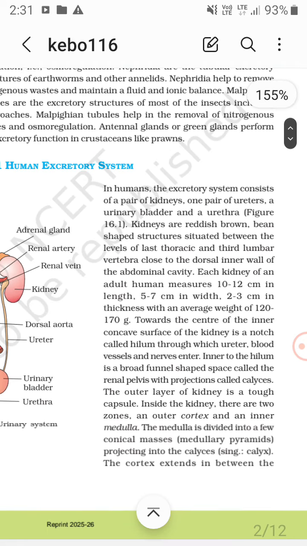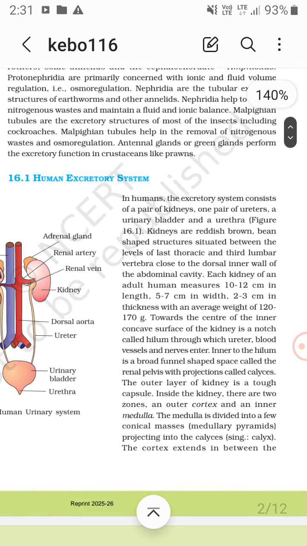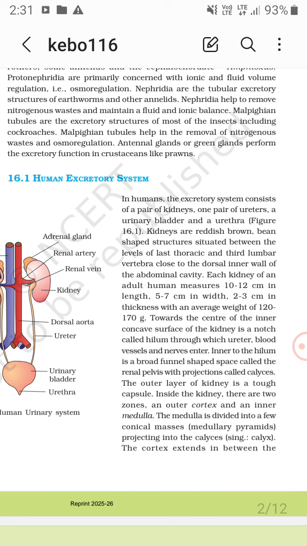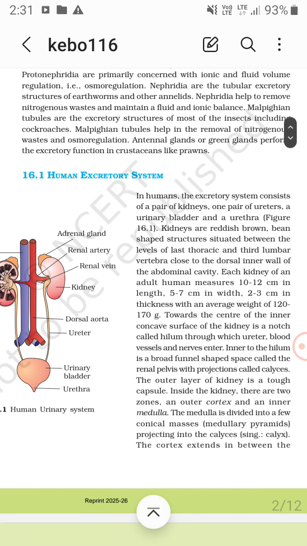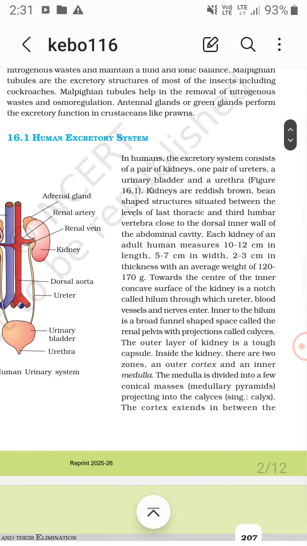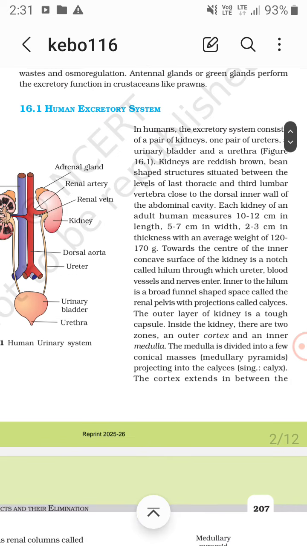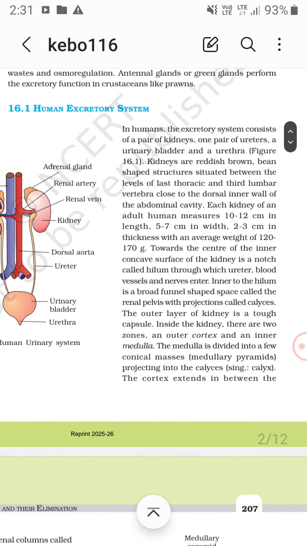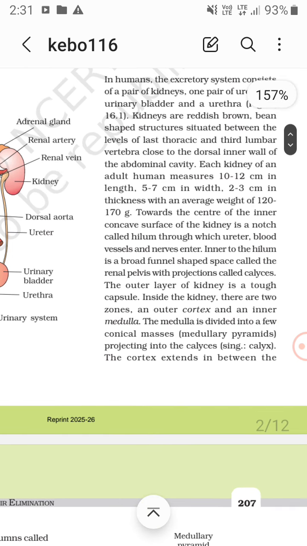Now the excretory system consists of a pair of kidneys, a pair of ureters, a urinary bladder and a urethra. Kidneys are reddish brown. Towards the center of the inner concave surface of the kidney is a notch called hilum, through which ureter, blood vessels and nerves enter. Inner to the hilum is a broad funnel-shaped space called the renal pelvis with projections called calyces. The outer layer of the kidney is a tough capsule.